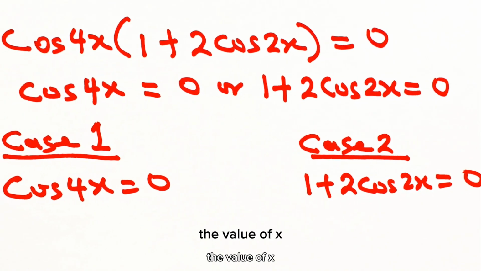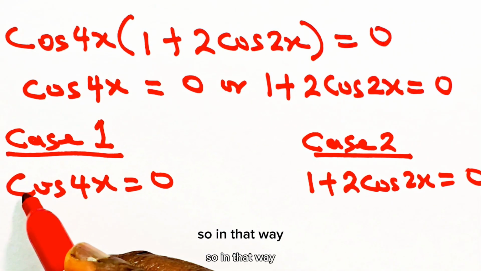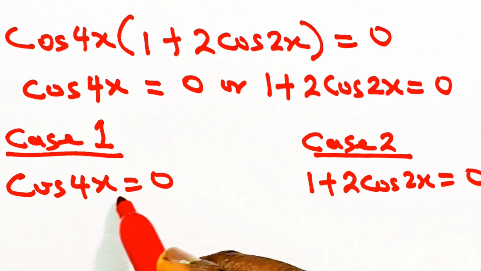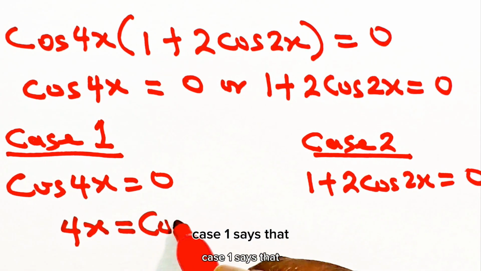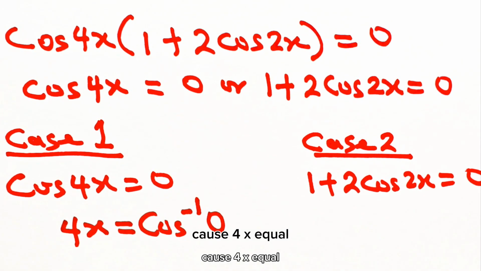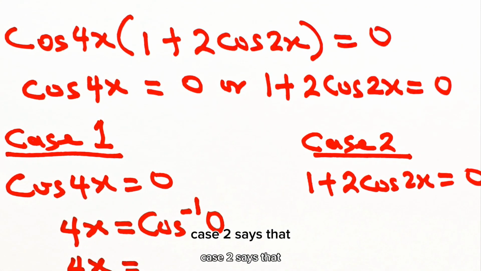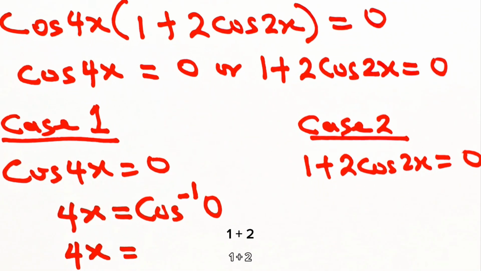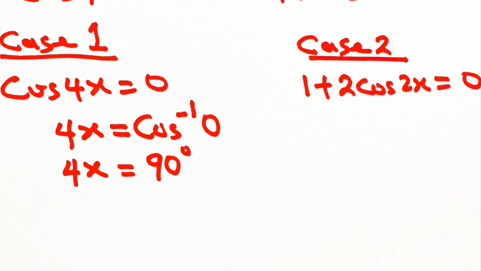So if we have done that, that means that we're looking for the value of x, not for 4x. So we can take the cos inverse of 0. So 4x now is going to give us cos inverse of 0, and the cos inverse of 0 is going to give us 90 degrees. If you use your calculator, the cos inverse of 0 is going to give 90 degrees.